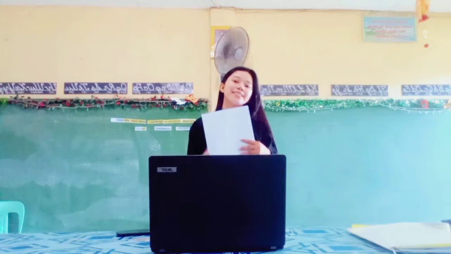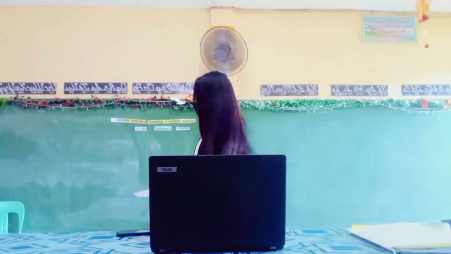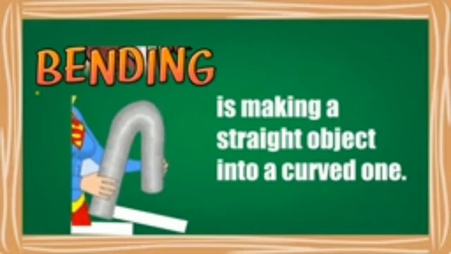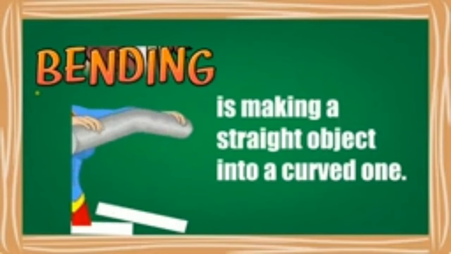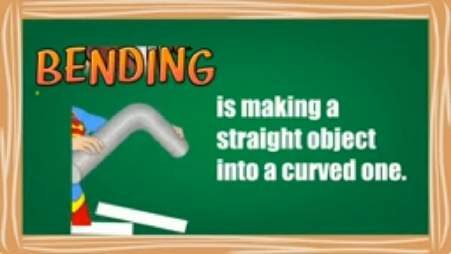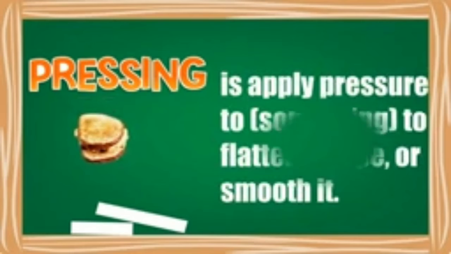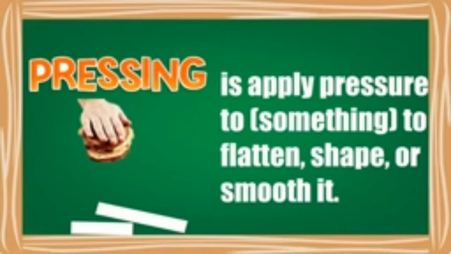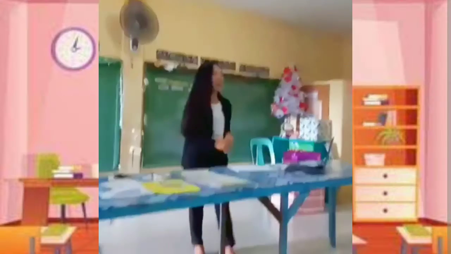So before we discuss, who can volunteer to give any opinion about what is bent? Bending is making a straight object into a curved one. Pressing means to apply pressure to something to flatten, shape, or smooth it. And the next one is hammering. Who is going to answer?